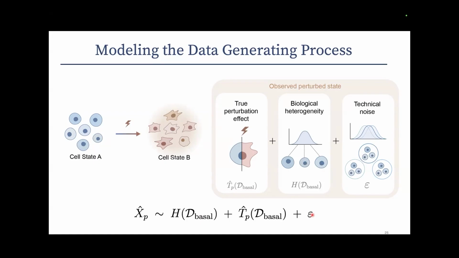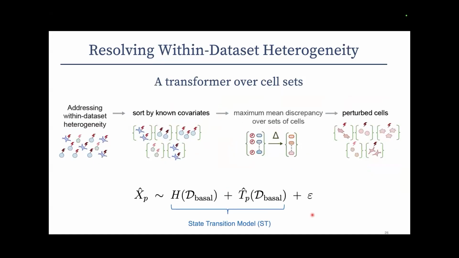Okay. So what we did was to resolve the within dataset heterogeneity, or the first two terms in this equation. We came up with this idea to train a transformer over sets of cells as opposed to individual cells. And what this lets our model do is, by visualizing not just individual cells at a time, but instead looking at large samples of cells from this distribution, it intrinsically begins to learn what is the variation between cells within this population. How should I model that?